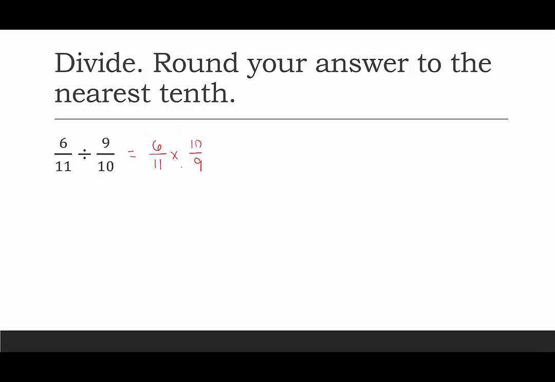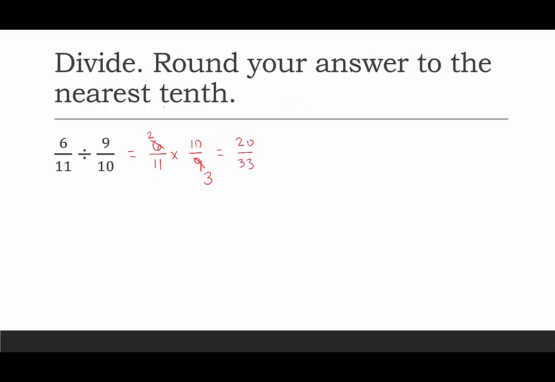Now that we have it written as multiplication, we can look for common factors between any numerator and any denominator. So for example, 6 and 9 have a common factor of 3. 6 divided by 3 is 2, and 9 divided by 3 is 3. And I think that's it. There's no other common factors. 2 and 11 have nothing in common. 2 and 3 have nothing in common besides 1, and 10 and 11, 10 and 3, nothing besides 1. So we'll multiply straight across and we get 20 over 33.